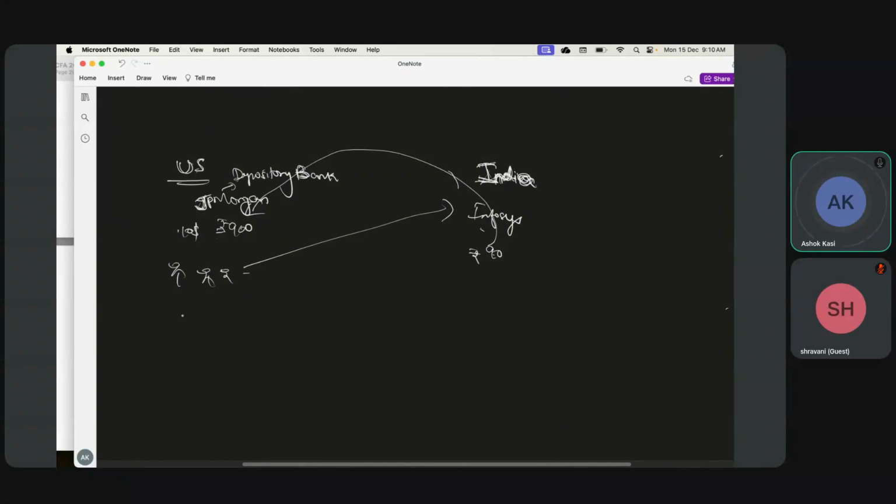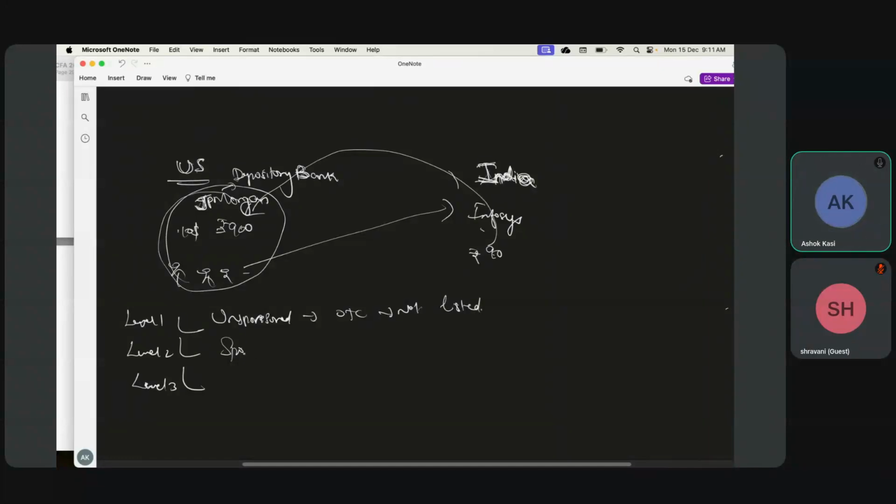American depository receipts are of three types. One is unsponsored, which is called level 1, then level 2, then level 3. Level 1 is unsponsored. Unsponsored means it is happening over the counter. They are directly selling it to the investors, with no stock exchange, so it is not listed.